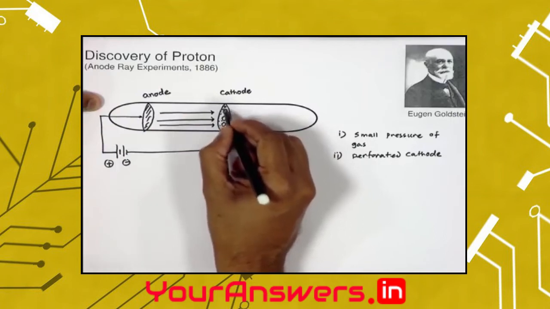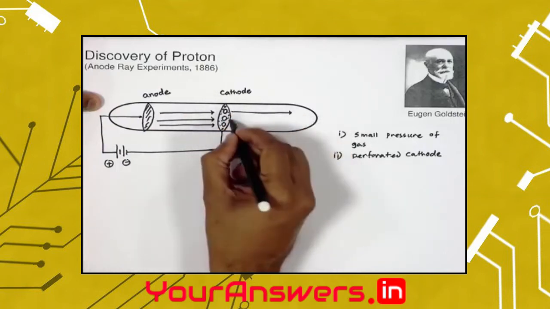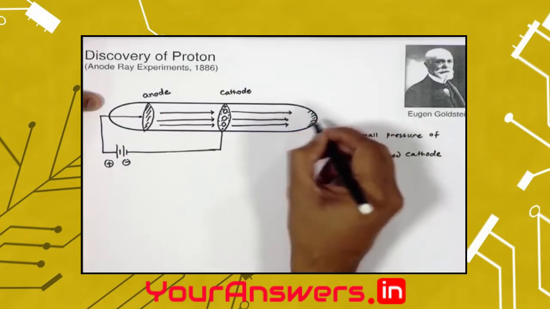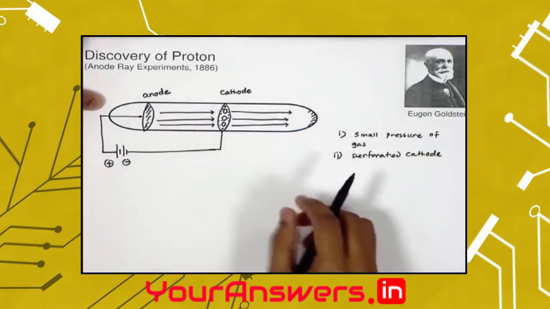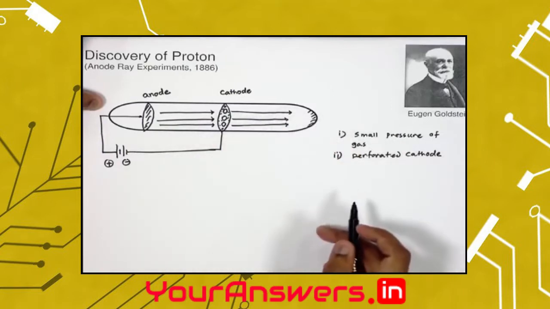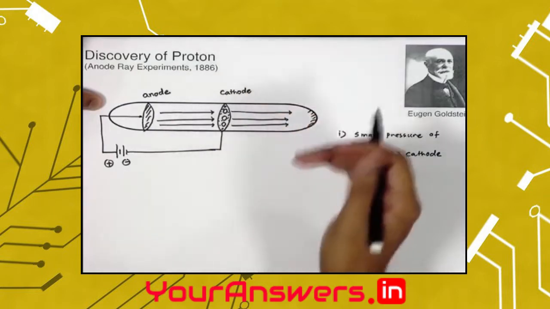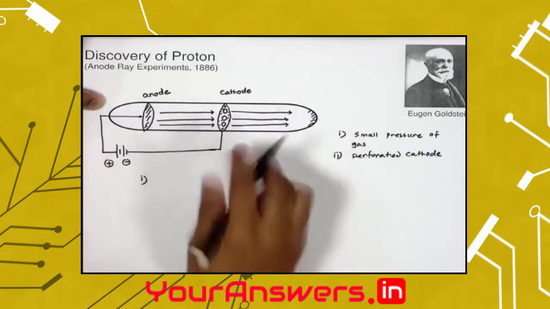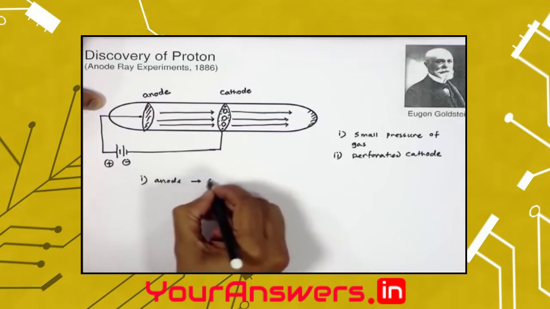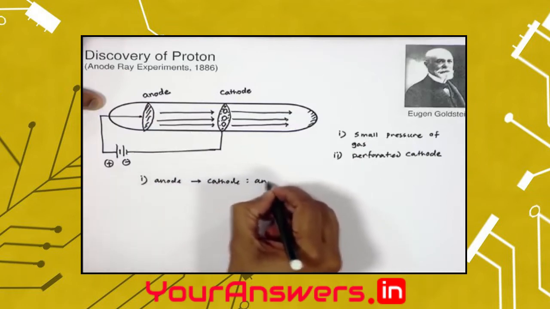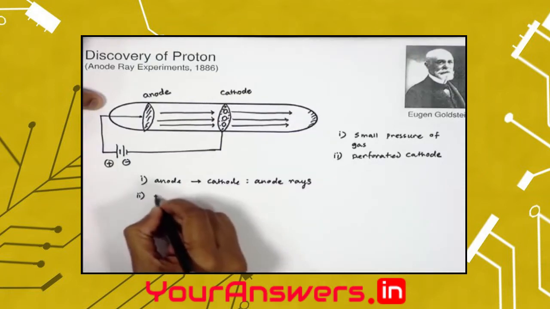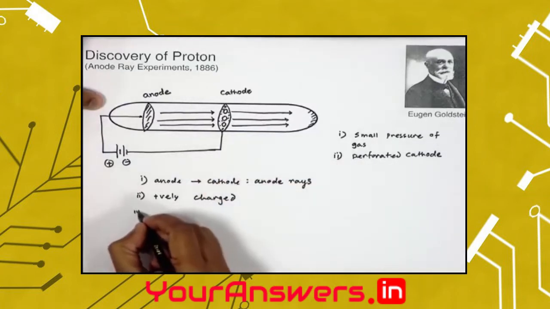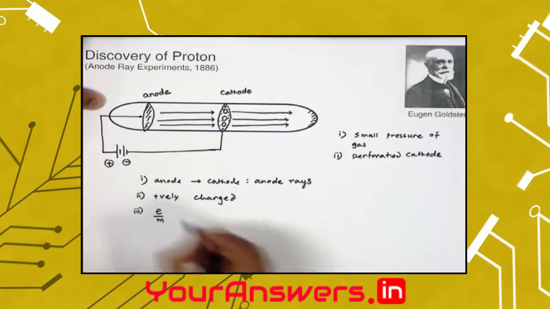Since we have a perforated cathode plate, these rays pass through the cathode and hit the screen. We can have a zinc sulfide coating here, so that we can see the bright light when the rays hit the screen. Now again, you can redo the experiment that was done by J.J. Thomson to show that these rays travel in a straight line from anode to cathode. They travel from anode to cathode, and we therefore call them anode rays. You can show that they are positively charged, and you can also carry out several experiments and determine their e/m.